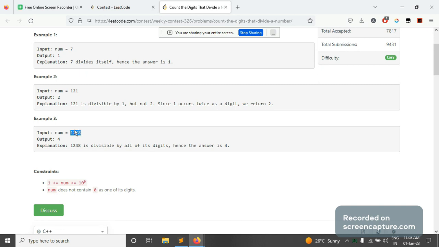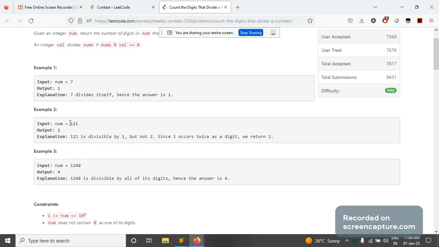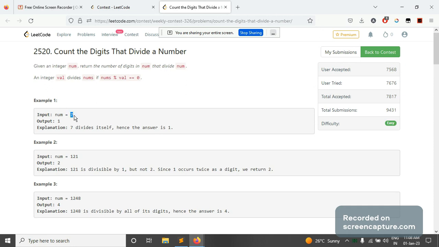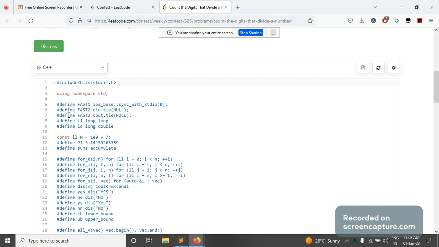So in that case the answer will be 4, like all the numbers that are present in this number will divide this whole number. In a similar way you can see the 1 to 1 in this, as we know that this is an odd number, so it will not be divisible by 2, but it will be divisible by this one and this one. So the total answer will be 2. And here the number is single, that will be divisible by itself, like 7 will be divisible by itself, so in that case the answer will be 1.